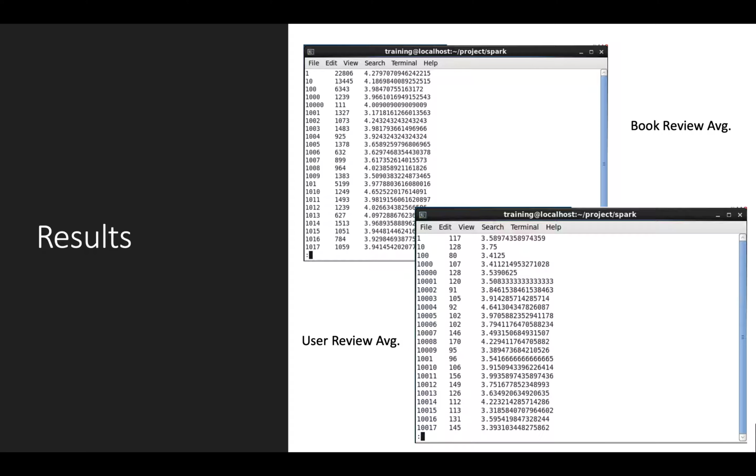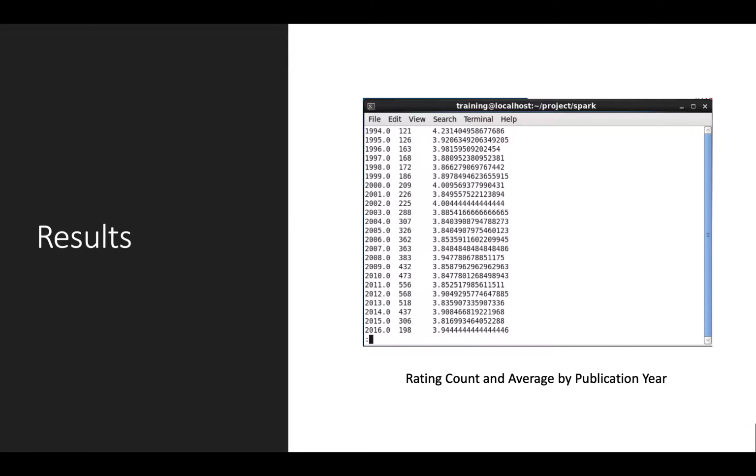So those were the first two sets of results. The next one is the one that we talked about with the year and the rating. This is the rating count and the average rating by publication year. You can see here the column on the far left is the publication year. Then the middle column is the rating count, and the right side is the average rating for that publication year. And what we're really looking at, and this is maybe a false correlation, is to see did certain years produce really great books versus other years.